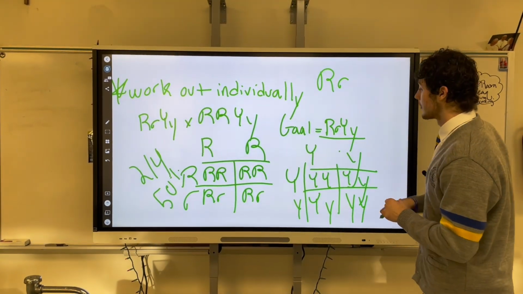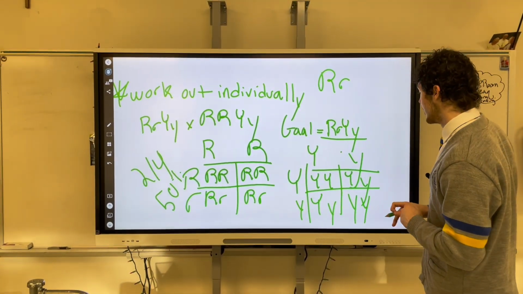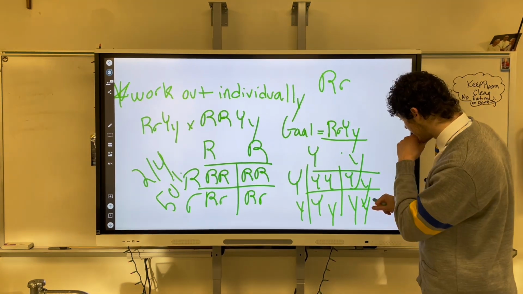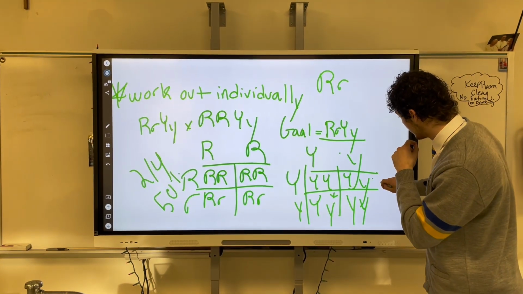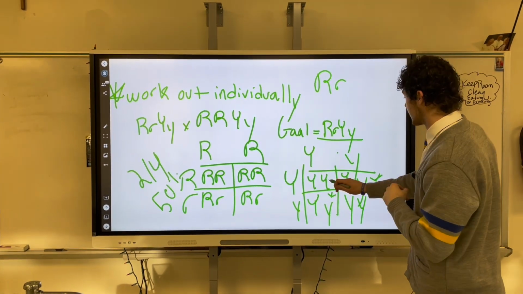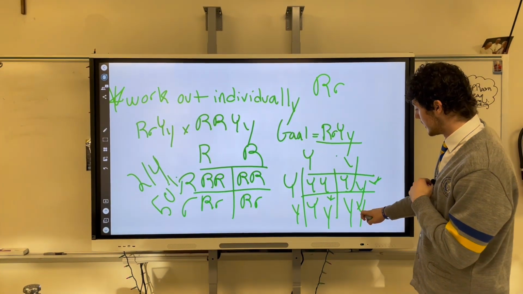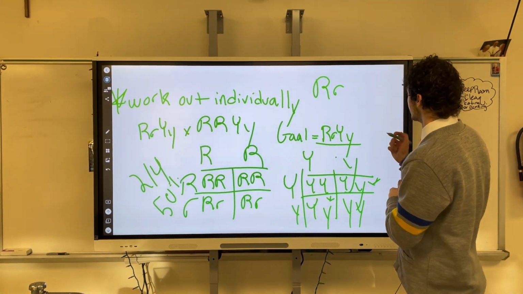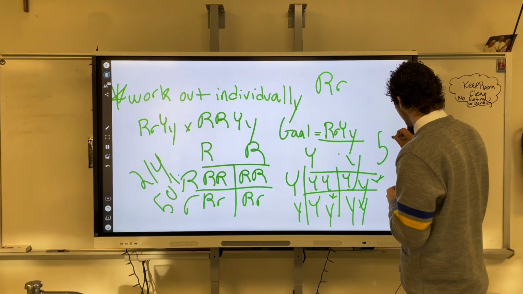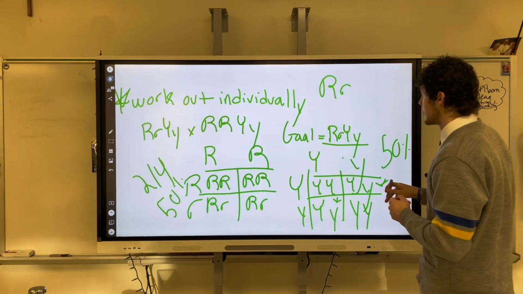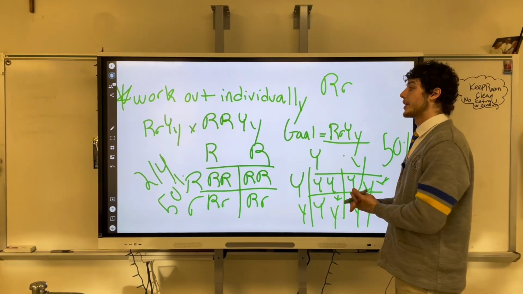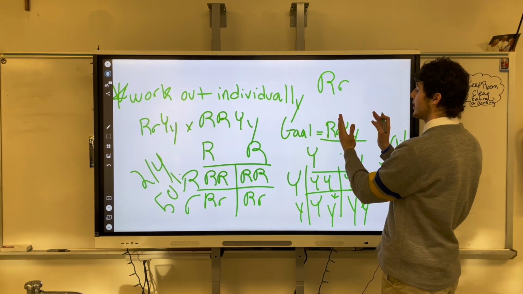So now what are we looking for? We're looking for a heterozygous Y. Beautiful. So 1, 2 here. And then this one's homozygous dominant. This one's homozygous recessive. So then that's going to leave us also with a 50% chance. So now you're saying, well, how are we going to figure out what's the chance of getting this whole thing?